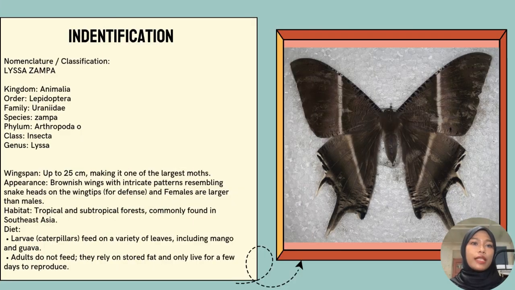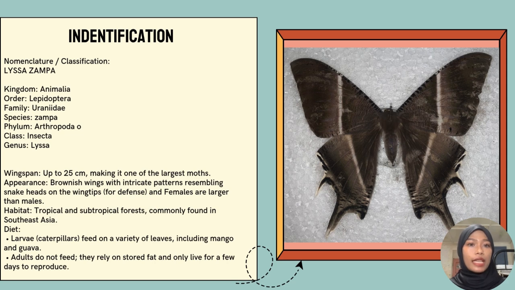Now is the identification for the insects that I have captured. Firstly is the Lyssa zampa. Lyssa zampa is from the kingdom Animalia. Order for this insect is Lepidoptera from family Uraniidae. Species for this insect is zampa, phylum Arthropoda, class Insecta, genus Lyssa.